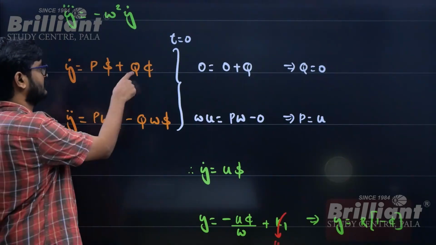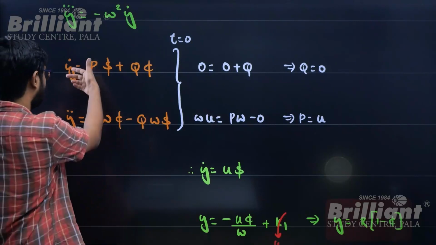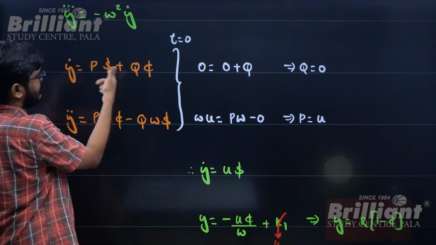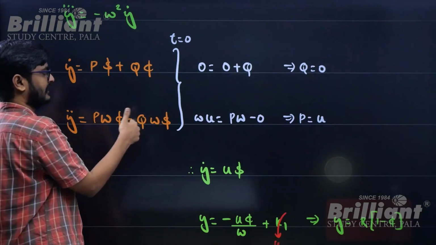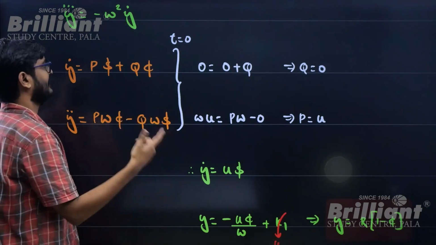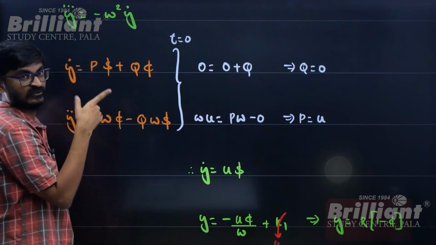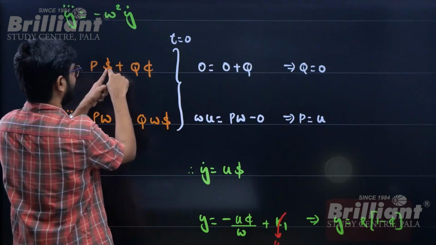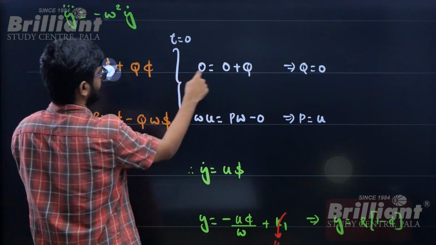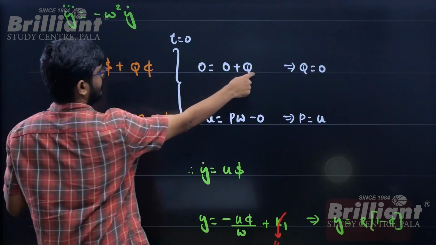Now there are two unknowns here, so we need two conditions. I will differentiate this again. P sin omega t differentiation is P omega cos omega t. Q cos omega t differentiation is minus Q omega sin omega t. At t equals 0, velocity along y axis was 0. When you substitute t equals 0, sin omega t will be 0 and cos omega t will be 1.